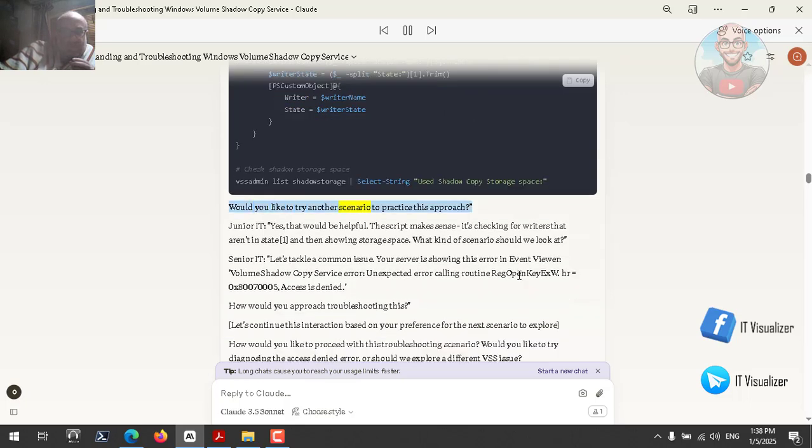Would you like to try another scenario to practice this approach? Junior IT: yes, that would be helpful.